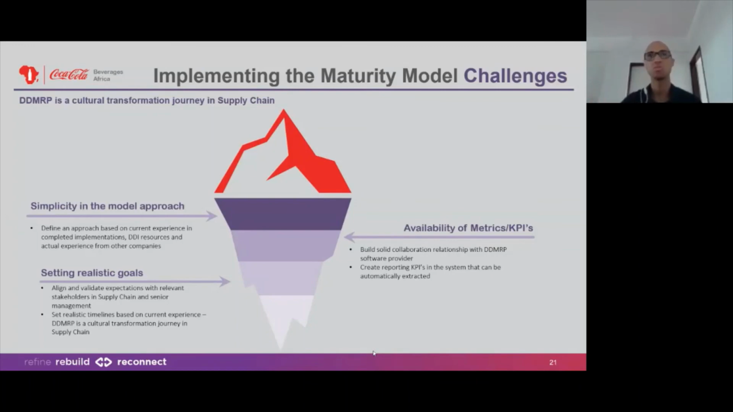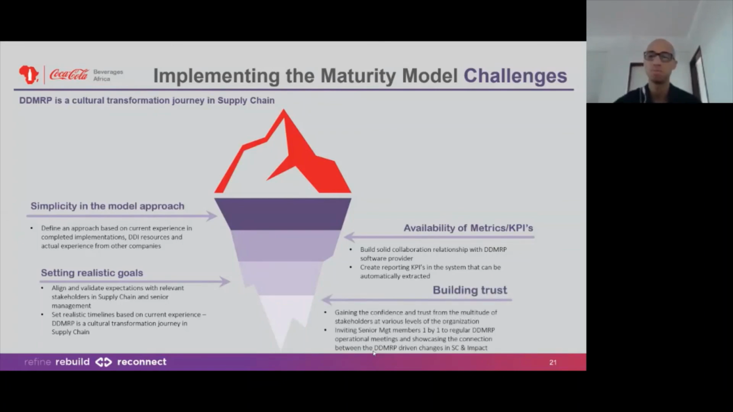And so we need to very strongly set every single expectation, and be very honest with the stakeholders, very honest with our in-country senior management teams, and with the Coca-Cola group, that the process is actually a huge journey, which is really about transformation.